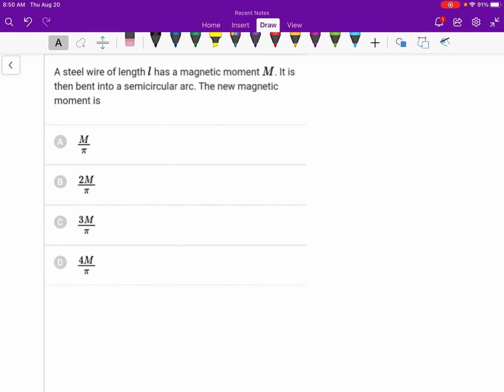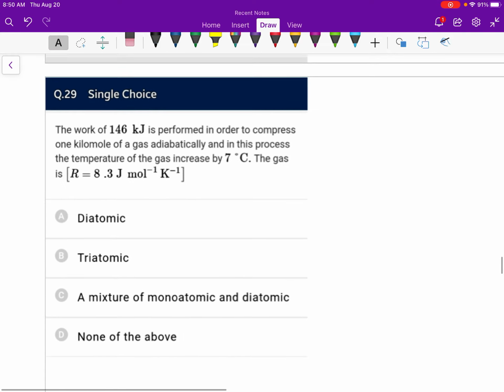A steel wire of length L has a magnetic moment m. It is then bent into a semicircular arc. So m dash upon m is L effective dash upon L effective. Previously L effective was L, which is pi r. Now we have a semicircular wire, so the effective distance between the two poles is 2r. So the ratio is 2 by pi, and m dash is 2m by pi. So B is the correct option.